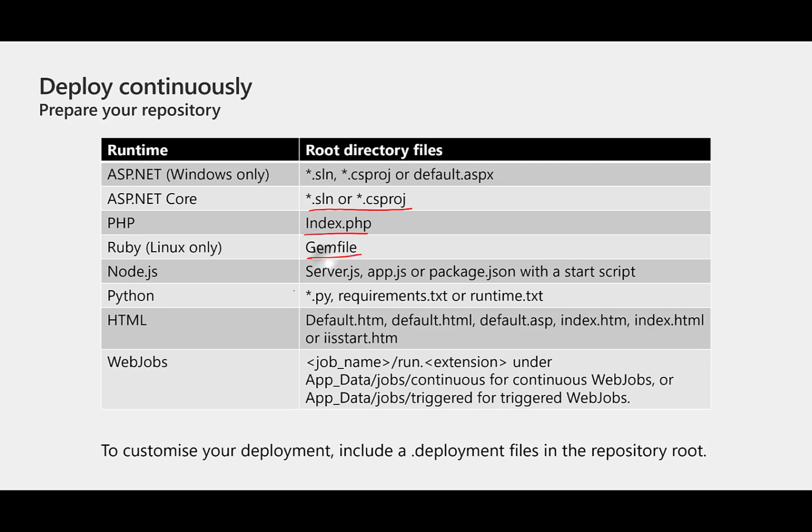For Ruby, the Gemfile. For Node.js, either server.js or app.js or package.json with the start script. For Python, you can have a .py file or requirements.txt or runtime.txt. Normal HTML, if you have, then you have the default or the index type of HTML. And for your web jobs, you need to make sure you have got this. You can also customize your deployment, and you can include a .deployment file in your repository root so that you can customize your deployment.